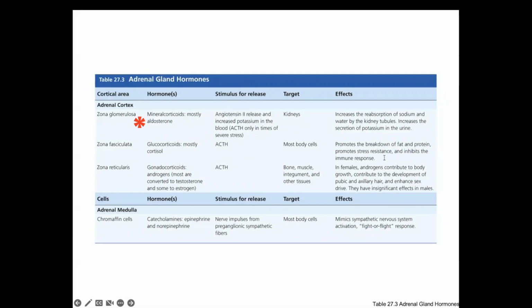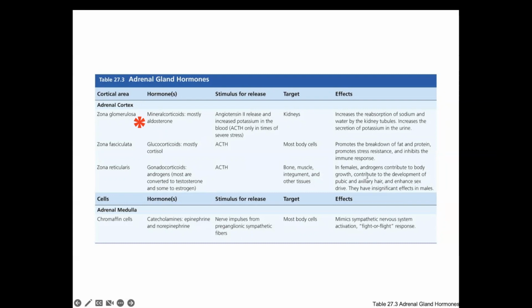The adrenal gland is comprised of two different layers. You have the adrenal cortex and the adrenal medulla. Within the adrenal cortex, there are three distinct zones, and those are the zona glomerulosa, the zona fasciculata, and the zona reticularis.